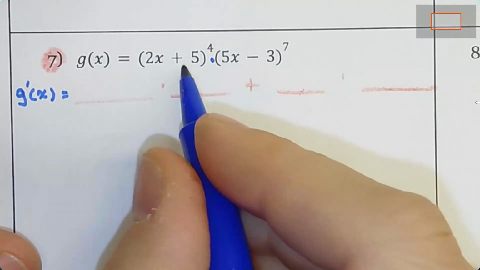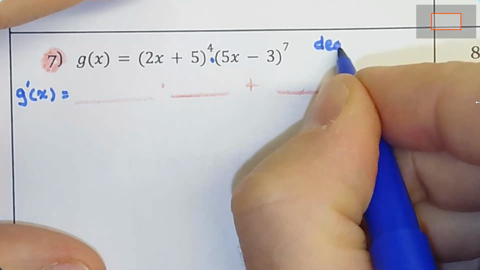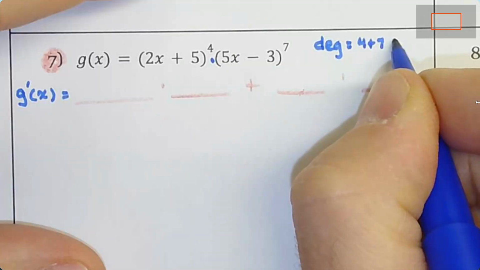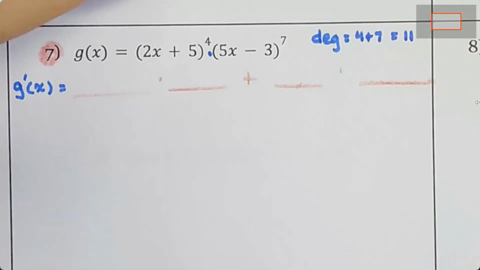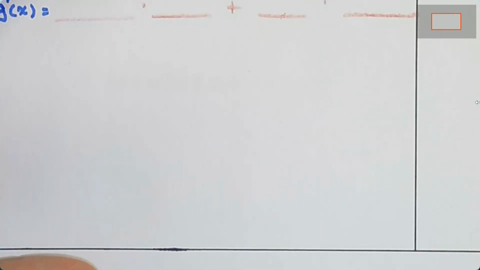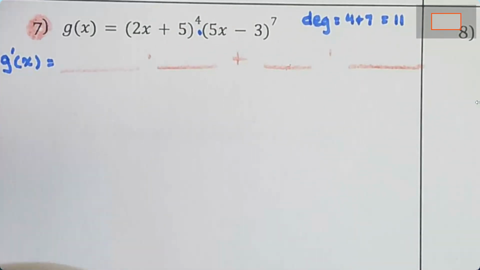Oh, by the way, I'd like to note that right here, our degree is 4 plus 7, which is equal to 11. So when we're all done at the end of the problem, we're going to expect that the degree is going to be equal to 10. Okay, so here we go.